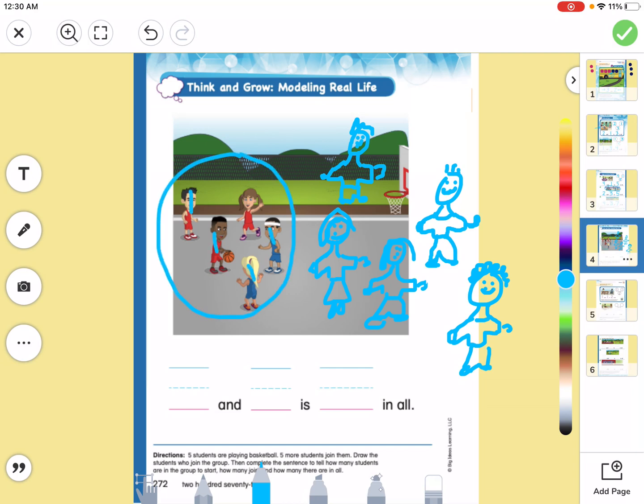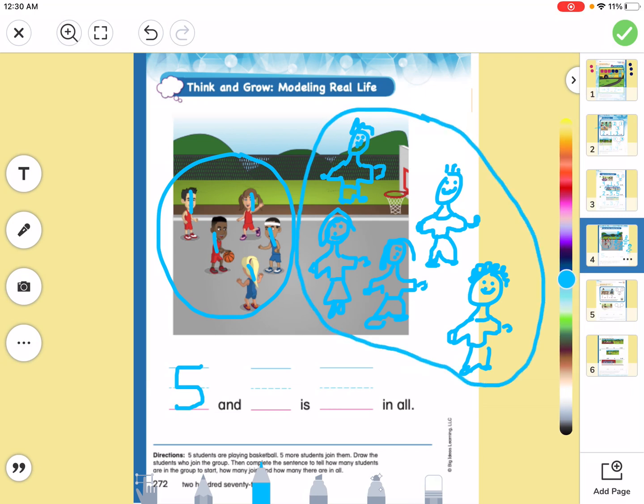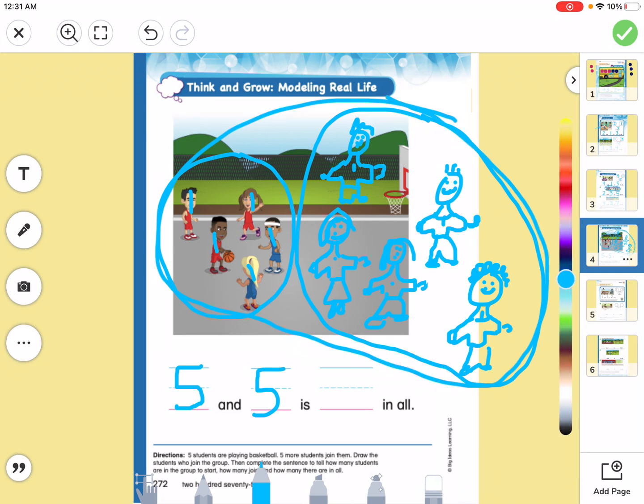1, 2, 3, 4, 5. Okay, so we're writing 5. Okay, then it says how many join. So how many joined them? 5. Mrs. Hensley had to draw 5. 1, 2, 3, 4, 5. So 5 joined them. Okay, and then how many are there in all? Okay, so that would be 1, 2, 3, 4, 5, 6, 7, 8, 9, 10. So 5 and 5 is 10 in all.